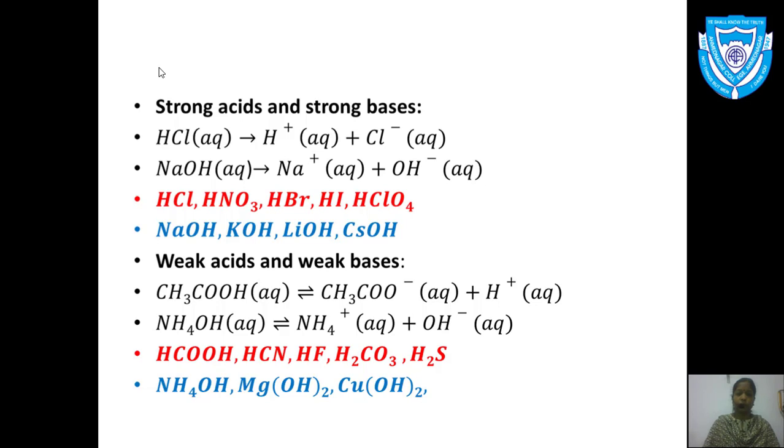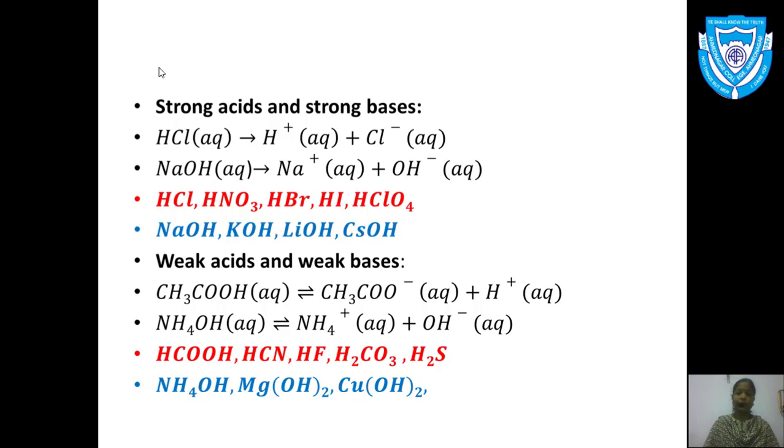Now learn about the ionization of weak acids and weak bases. Here is the example of weak acids. Acetic acid gives acetate ion plus H+ ion. Now here the ionization is represented with the single-headed double arrow. It means that ionization is incomplete or never complete, and the ions always have a tendency to give back the molecules of acetic acid.